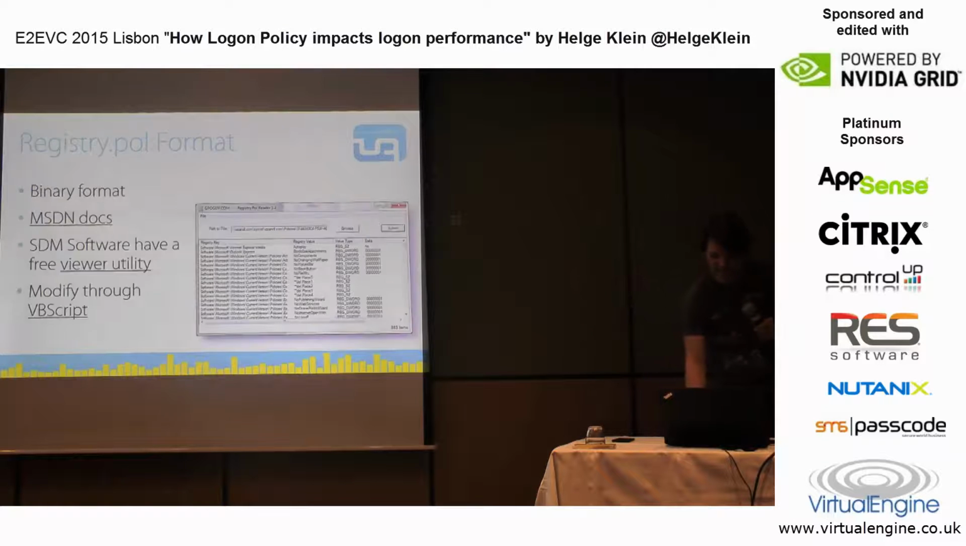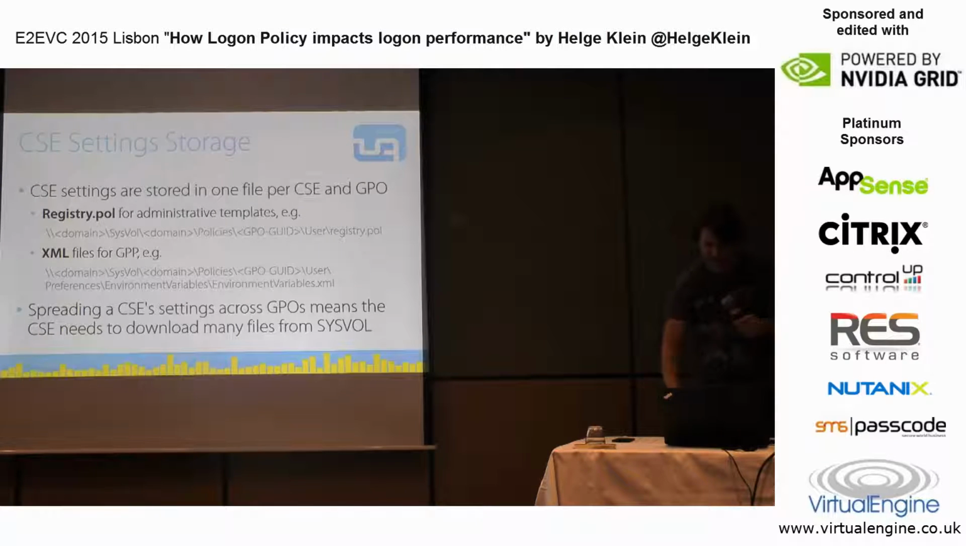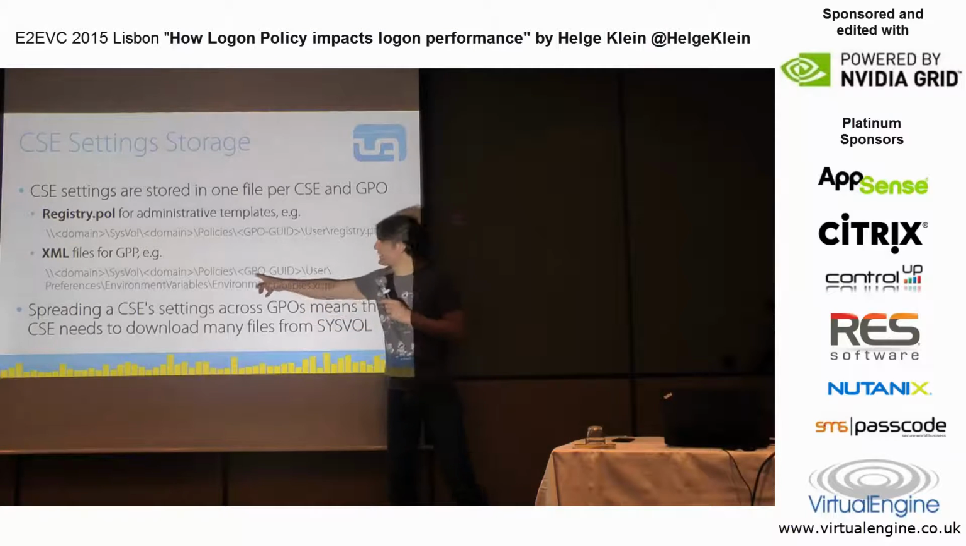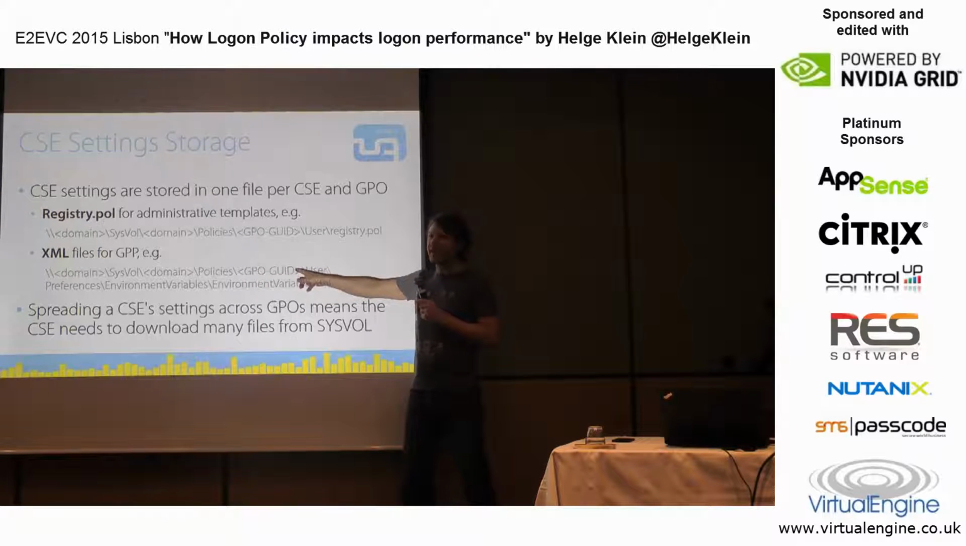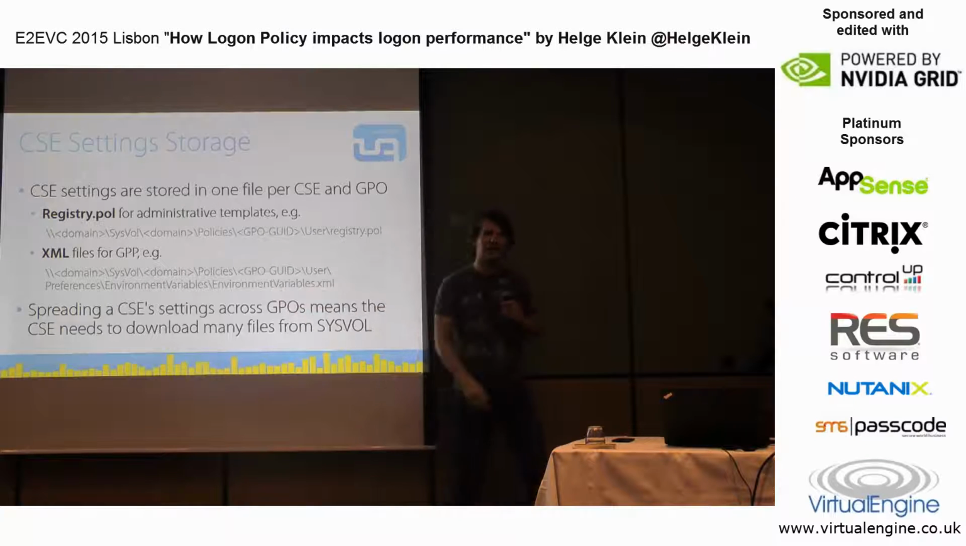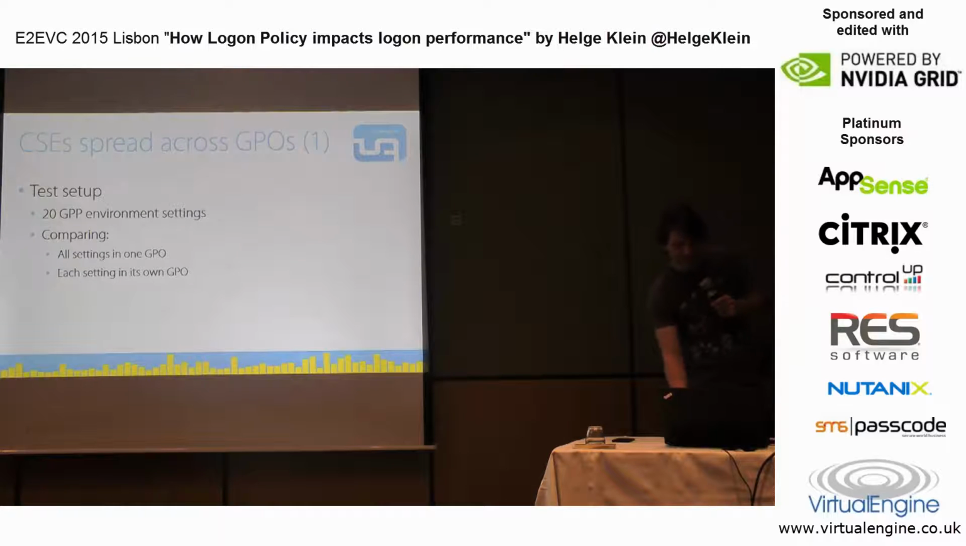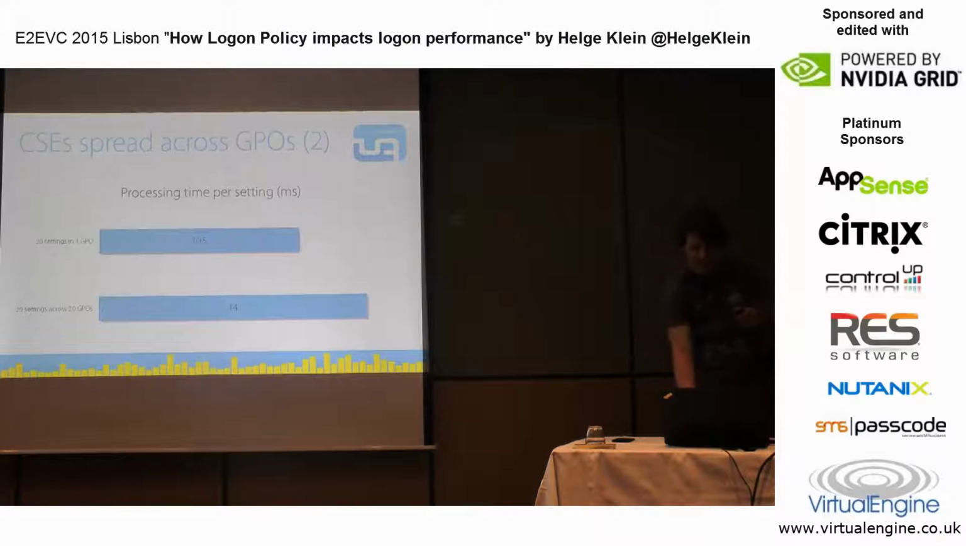And let me just briefly go back. As you can see here, if I create 20 different group policy objects, I will get 20 folders, or directories actually, like this, and 20 different settings files that need to be fetched by the environment variables client-side extension. So let's take a look at the effects of that. So there definitely is a difference.